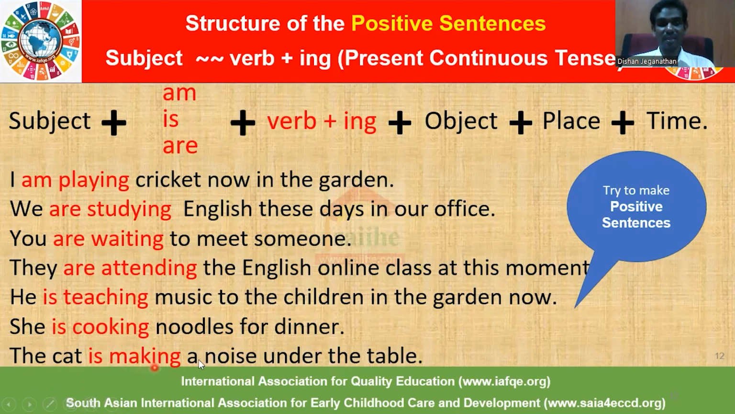The cat is making a noise under the table. The cat is the subject, followed by is, verb plus ing, making a noise under the table is the remaining part of the sentence.